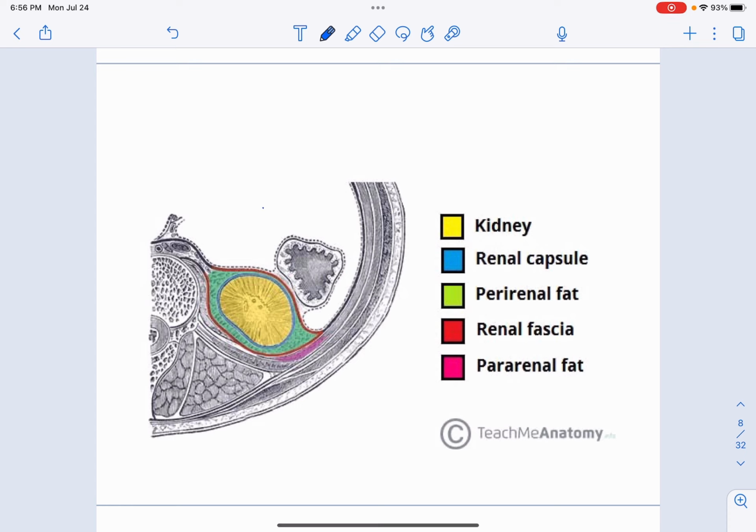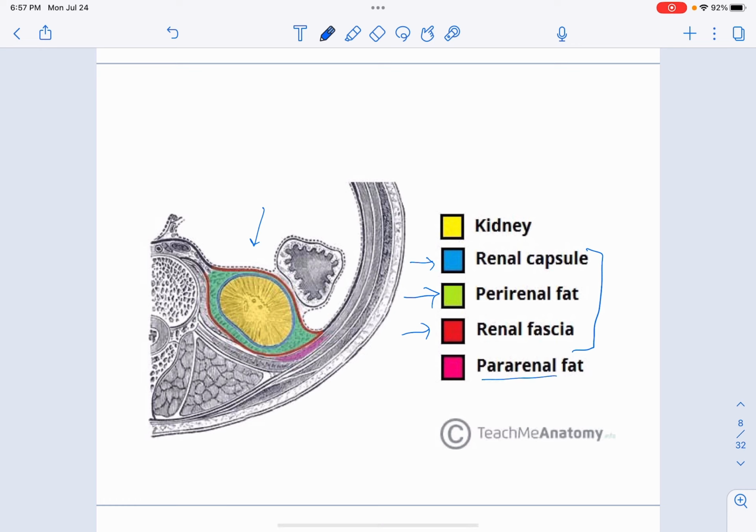So you can see the kidney here outlined in yellow. You can make out that renal capsule, which is surrounding the entire kidney. Around that kidney or around that renal capsule, you're going to get that perirenal fat. That's what's shown in green. And then right outside of that is the renal fascia. So all 3 of these are what is helping to maintain the position of the kidneys.